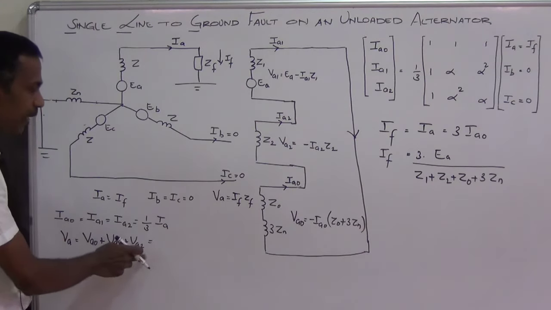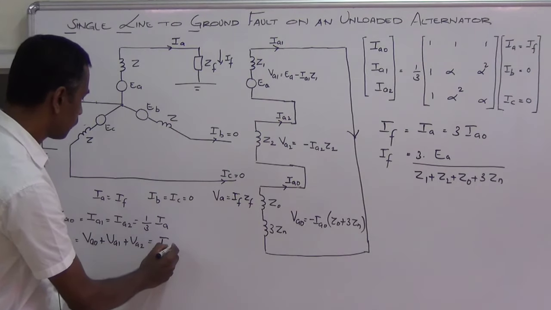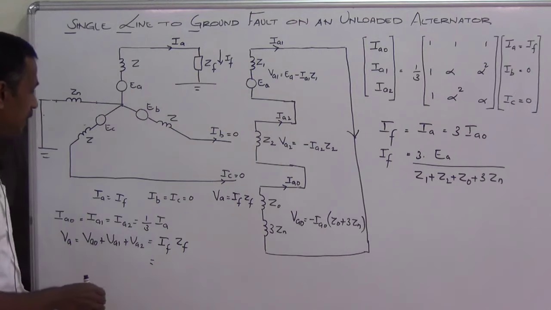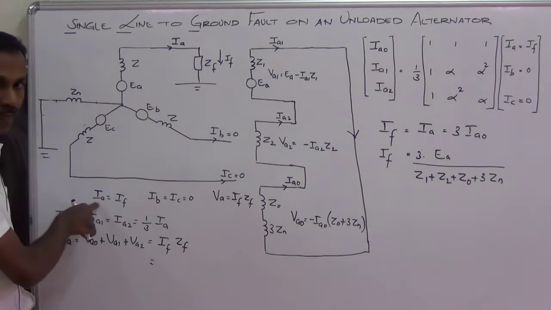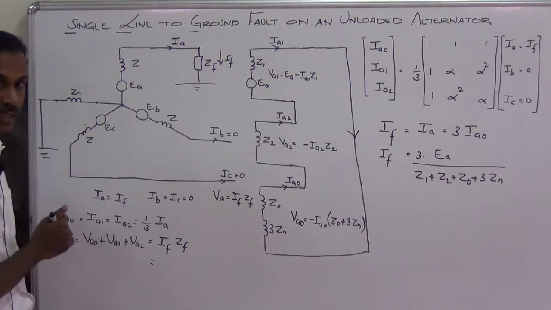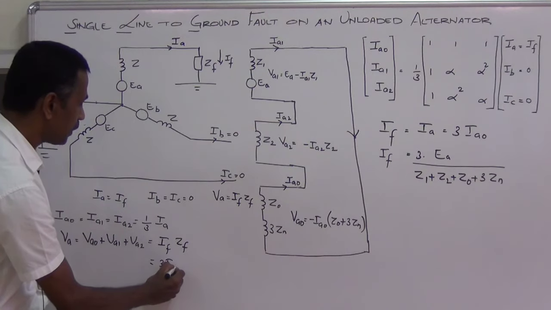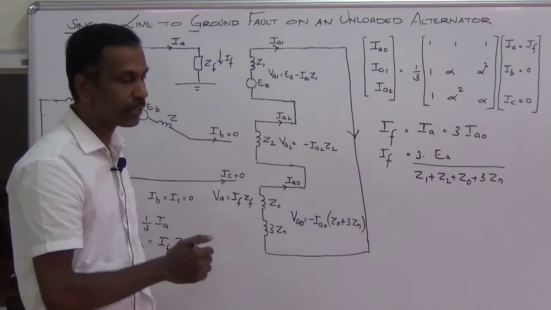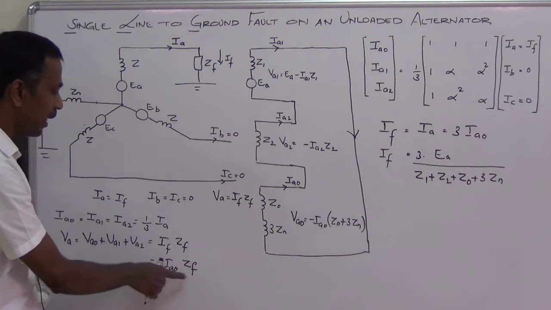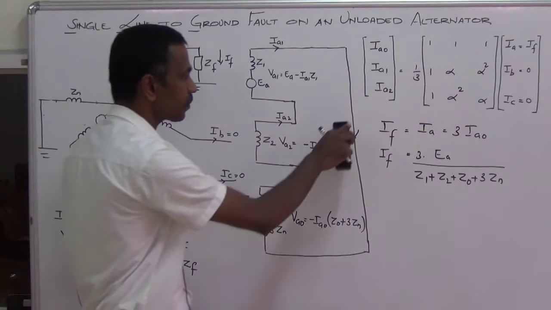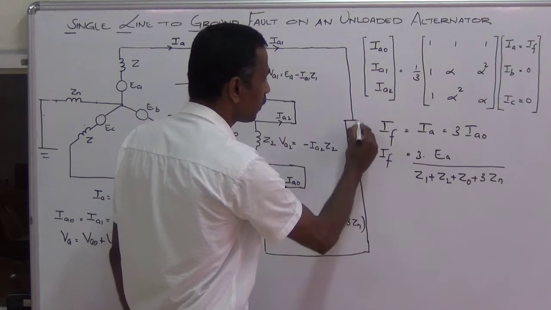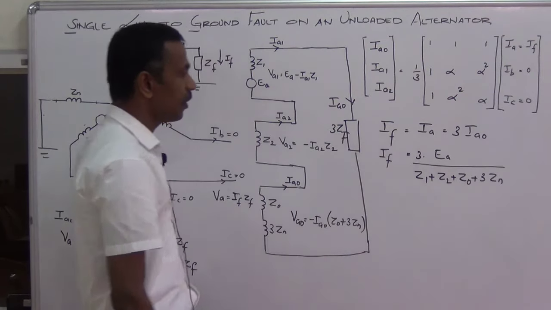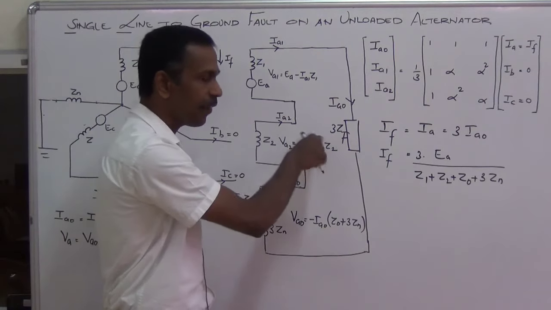So the sum of the sequence voltages becomes IF ZF. What is IF? IF is equal to IA. IA equals 3 times IA0. So it is 3 times IA0 into ZF. We have to write everything in sequence components because we are using the sequence networks to find out the fault current. It is 3 IA0 ZF. The sum of the voltages is no more equal to 0. The current is IA0 here, so this is 3 ZF. The fault impedance should be marked as 3 ZF in the sequence network.